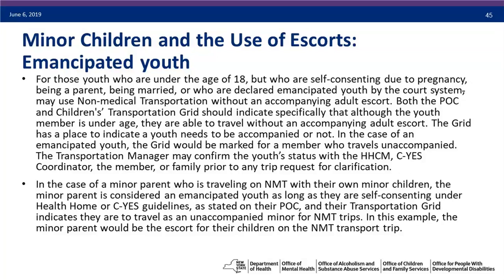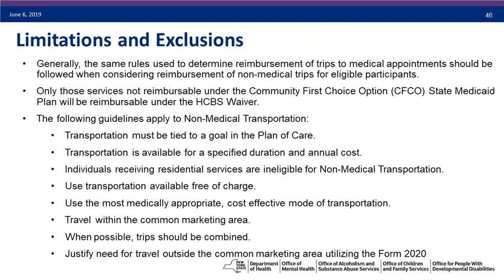In the case of a minor parent who is traveling on non-medical transportation with their own minor children, it is the minor parent who is the emancipated youth, as long as they're self-consenting under health home or CS guidelines, that it's stated in their plan of care and on the transportation grid that they are to travel as an unaccompanied minor for non-medical transportation trips. And in that case, they would be their own escort for their children.